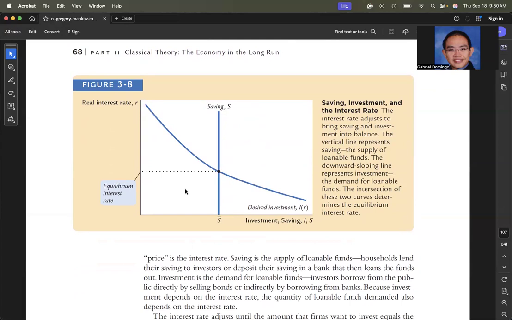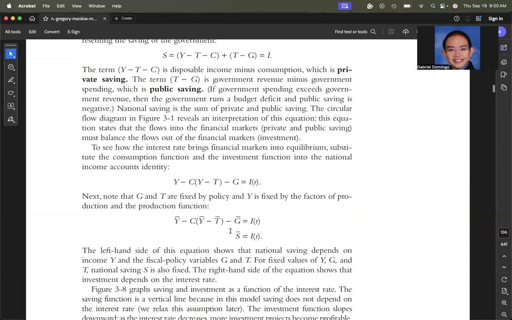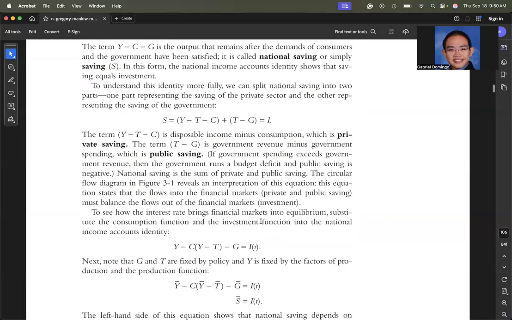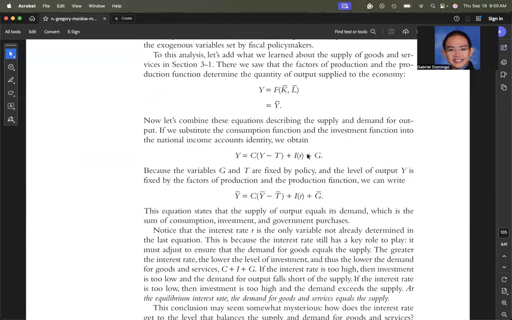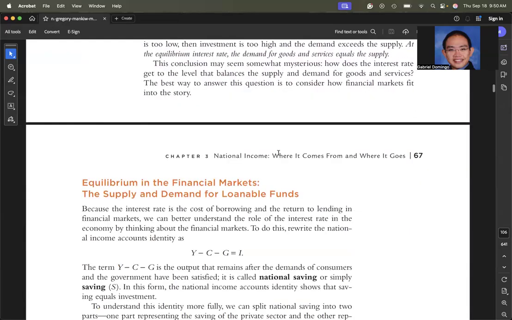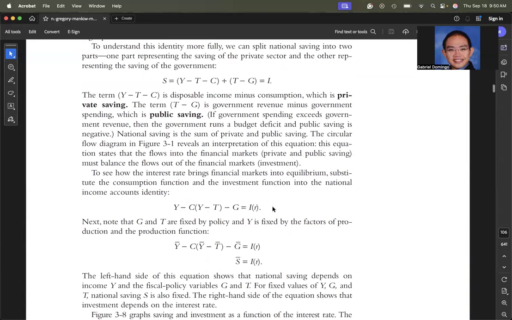It's also the illustration for goods market clearing, like we said, because this S equals I is basically the same as this one. We're just rearranging terms and calling it S equals I.